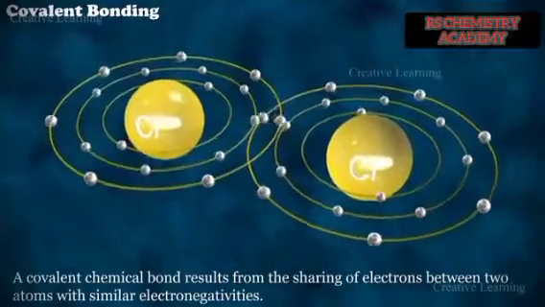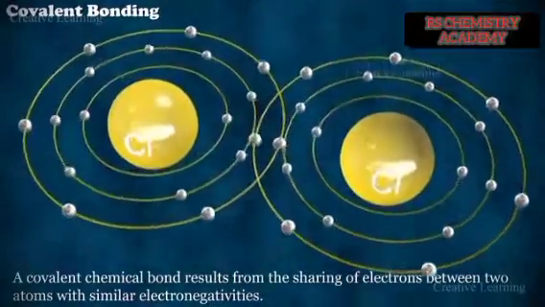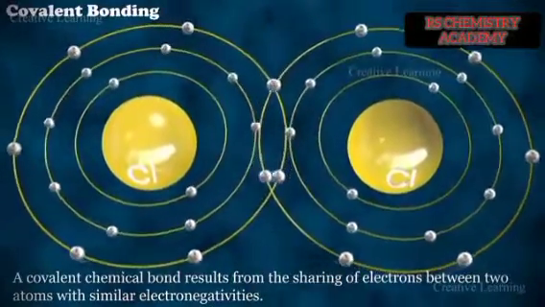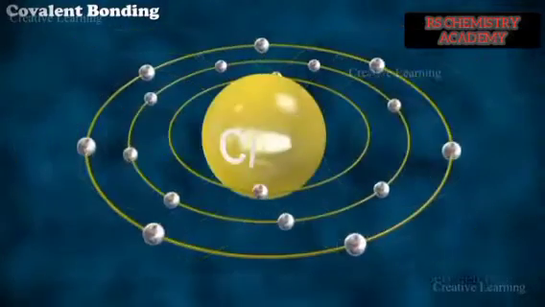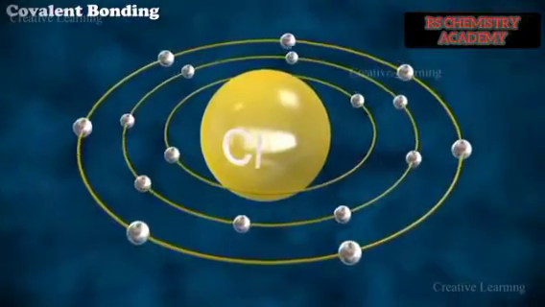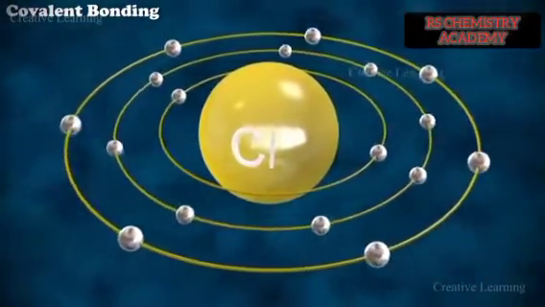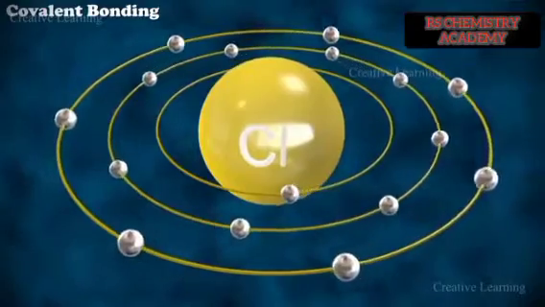Covalent bonding. A covalent chemical bond results from the sharing of electrons between two atoms with similar electronegativities. The electronic configuration of chlorine atom is one electron short of the argon configuration.